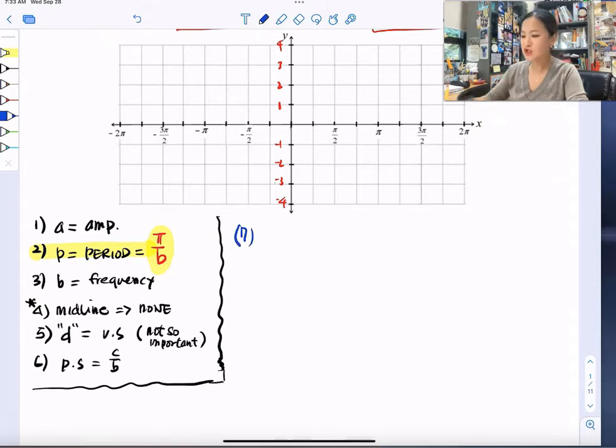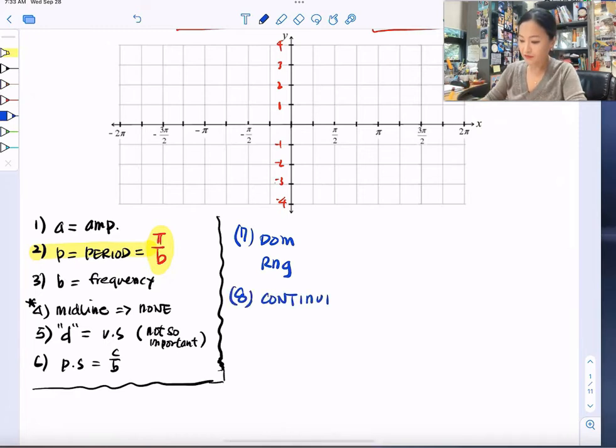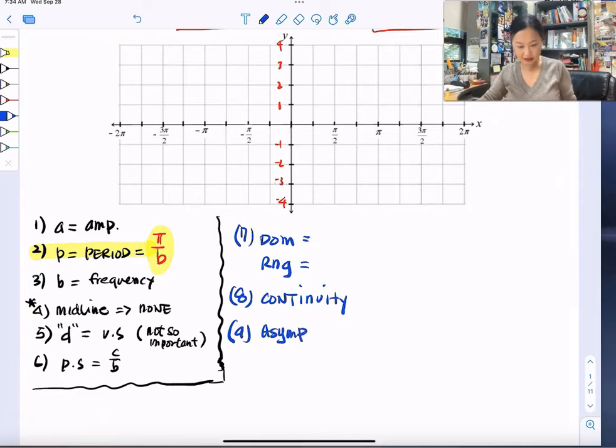Let's talk about the domain and the range. And we're going to talk about, I think, continuity. Is this graph continuous? And if you remember sine and cosine, there was always continuity. So think about all this. And number 9 is going to be our something different, asymptote or AS.